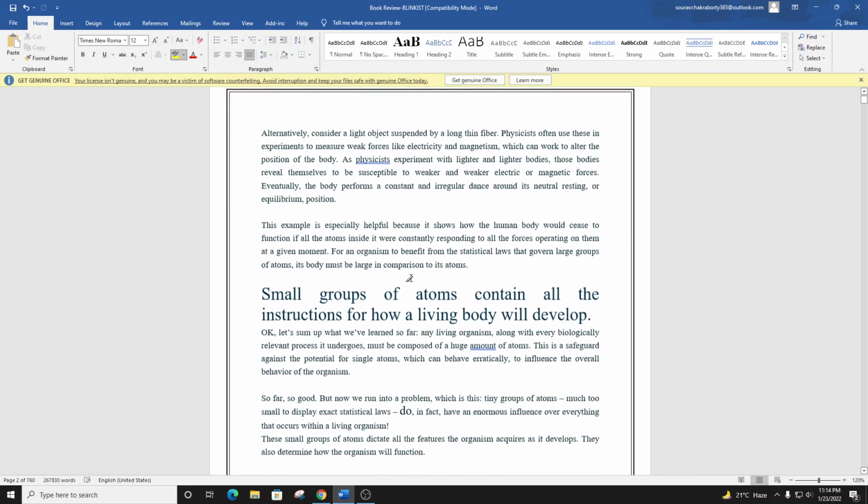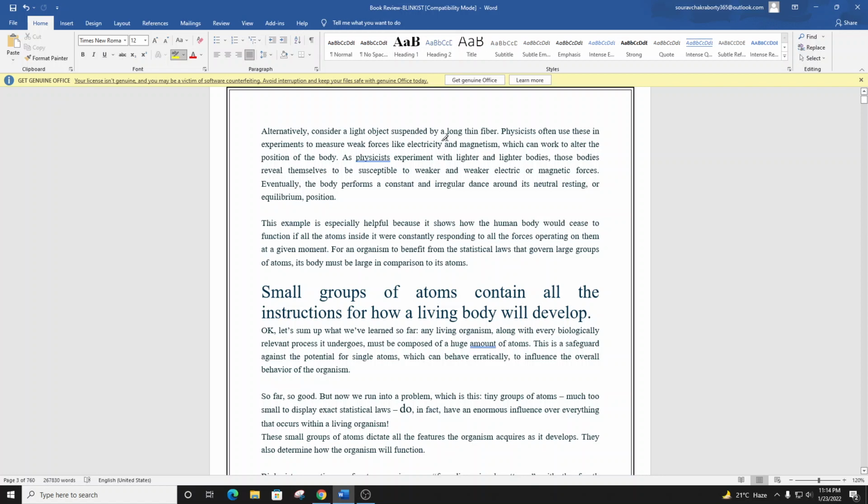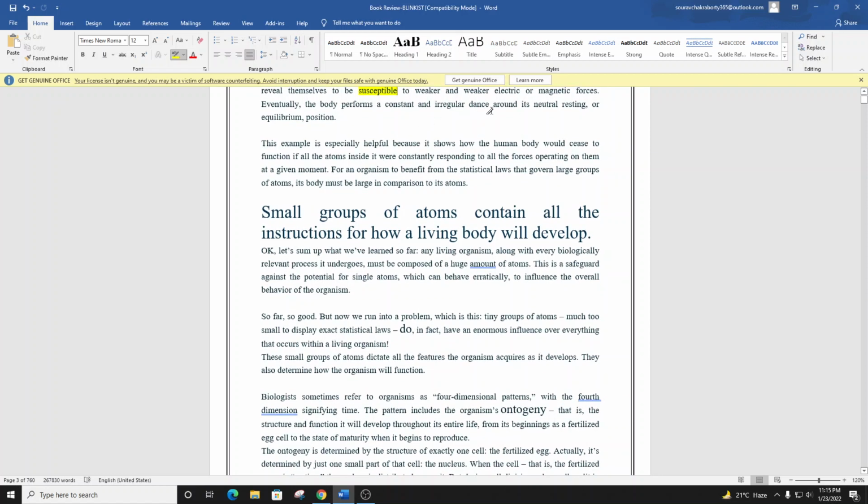Alternatively, consider a light object suspended by a long, thin fiber. Physicists often use these in experiments to measure weak forces like electricity and magnetism, which can work to alter the position of the body. As physicists experiment with lighter and lighter bodies, those bodies reveal themselves to be susceptible to weaker and weaker electric or magnetic forces. Eventually, the body performs a constant and irregular dance around its neutral resting or equilibrium position.